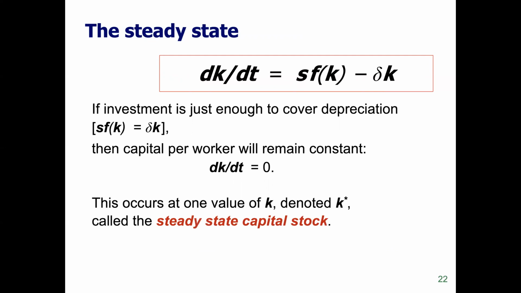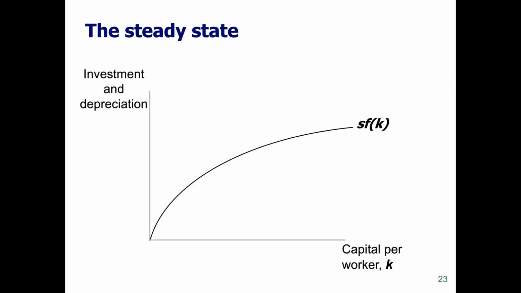This occurs at only one value of k, which we're going to call k star, which is the notation for the steady state capital stock. Let's draw a picture of this. There's sf of k. There's delta k. The curved line gives you investment per worker. The straight line gives you depreciation per worker. Where investment per worker equals depreciation per worker, you have the steady state capital stock. So k star is the level of capital at which you have the intersection between those two curves, one of which is a straight line.